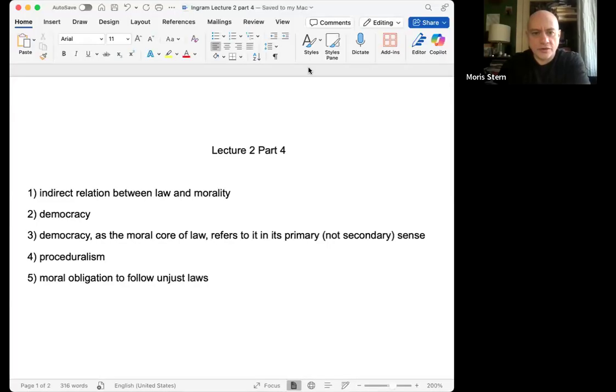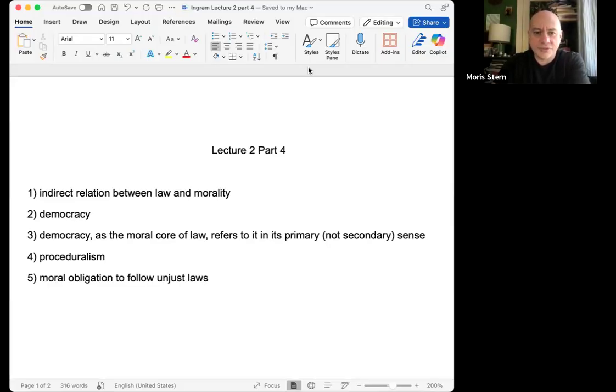We are now in Lecture 2, Part 4 on Ingram's law. Here we're going to discuss the indirect relation between law and morality once again, and we're going to posit democracy as the solution to that issue, the idea that the relation between law and morality must be indirect.